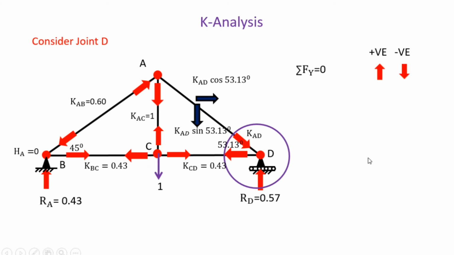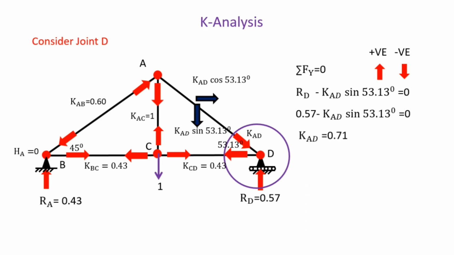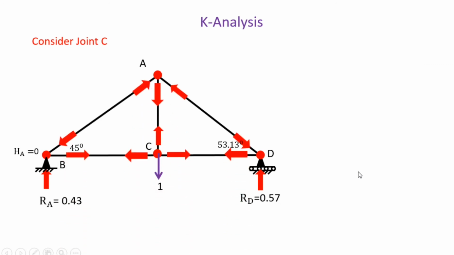So here we are applying the sigma Fy condition. Upward force is positive and downward force is negative. Here RD is upward, that is why it is a plus, and KAD sin 53.13 is downward, that is why it is a minus. We know the value of RD, that is 0.57. So 0.57 minus KAD sin 53.13 is equal to 0. So we got KAD is equal to 0.71. So these are the directions of the forces and these are the magnitudes of the forces.